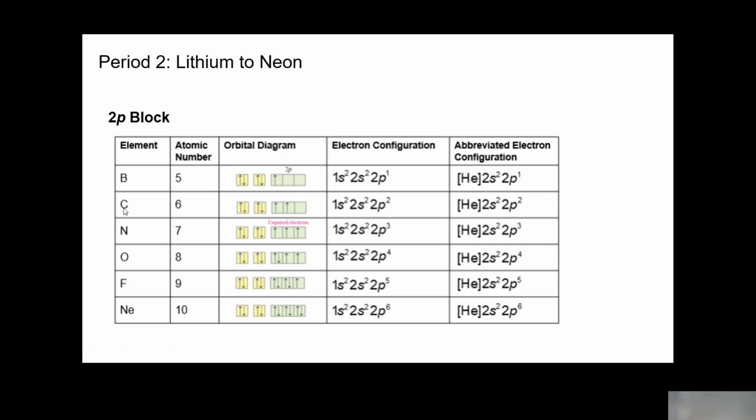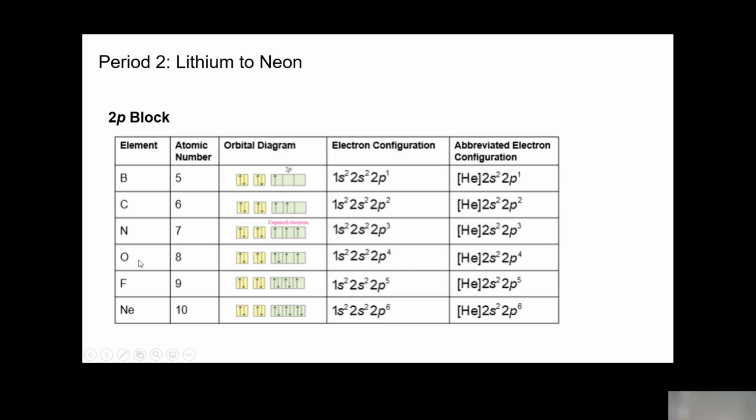Then you start a new level. This is a 2p2, there's 2. Nitrogen is a 2p3 because you're adding more electrons. Notice these are all in separate rooms, if you must, and they're all facing the same direction because that's lower in energy.